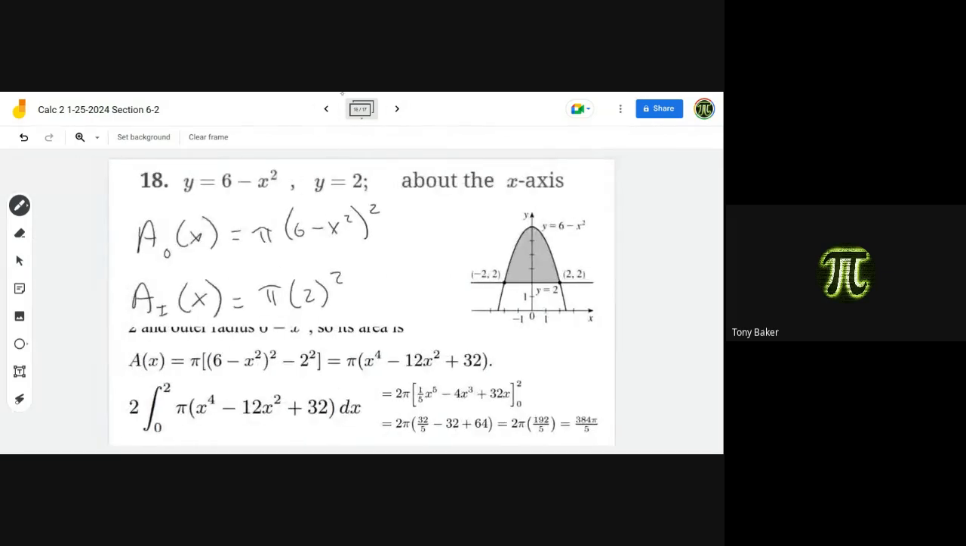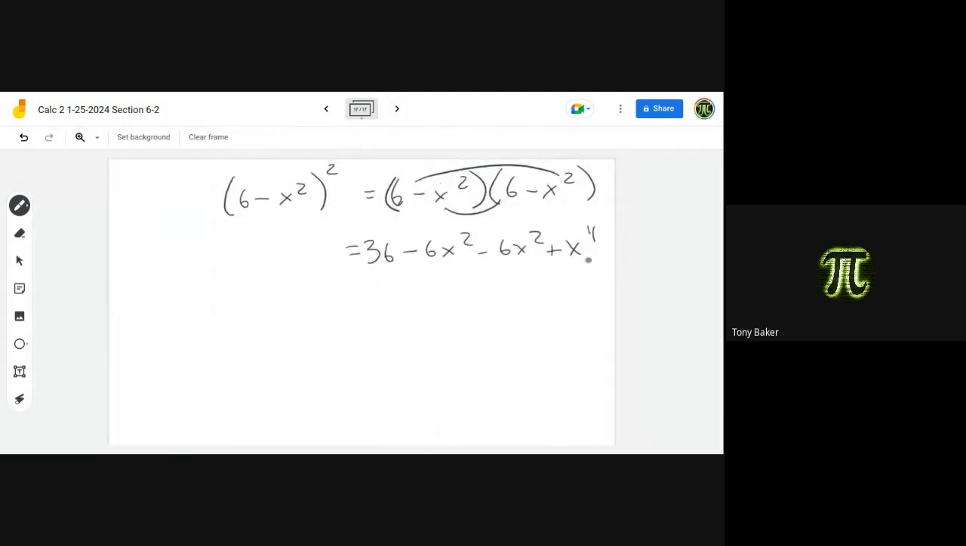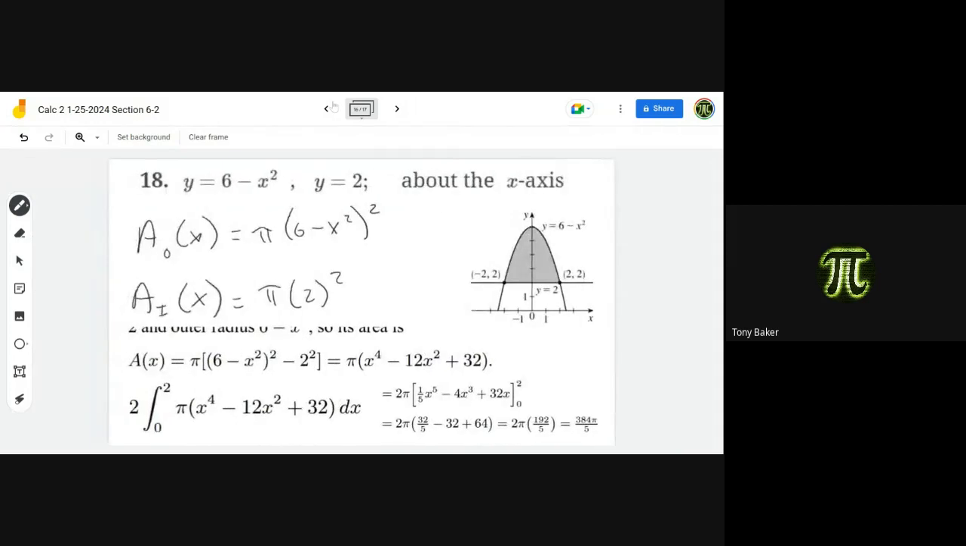And then you're minusing 4 from that because that's the 2 squared. That's where the 32 comes from. So you have x to the fourth minus 12x squared plus 32. It's okay. It's getting late. Those are the little things that happen, unfortunately, at this time.